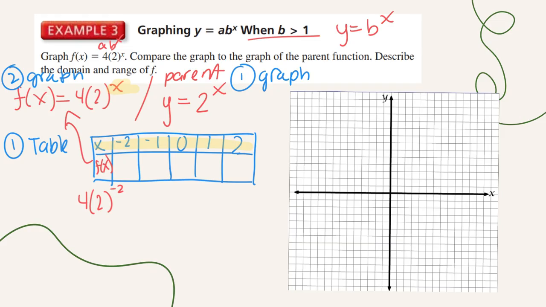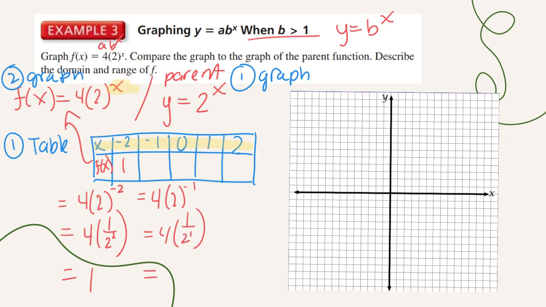So we know that simplified, this gives me 4 times 1 over 2 to the power 2, since it's a negative exponent, which gives me 1. So my answer here is 1. When it's 4 times 2 to the power of negative 1, this gives me 4 times 1 over 2, which gives me 2. When it's 0, if we recall the rules, 2 to the power 0 becomes 1, and 1 times 4 gives me 4.